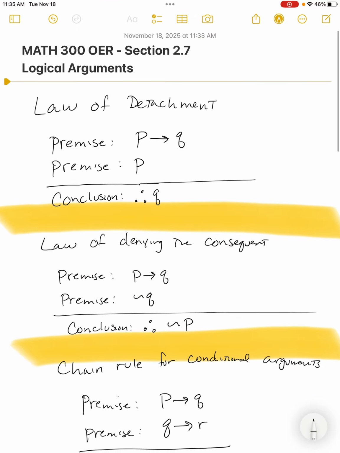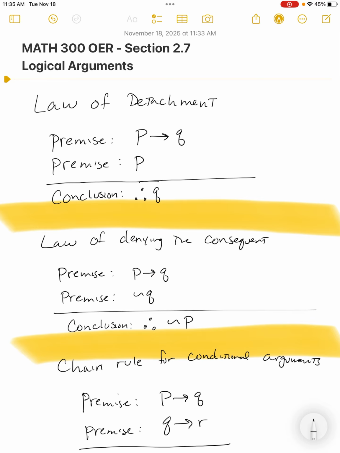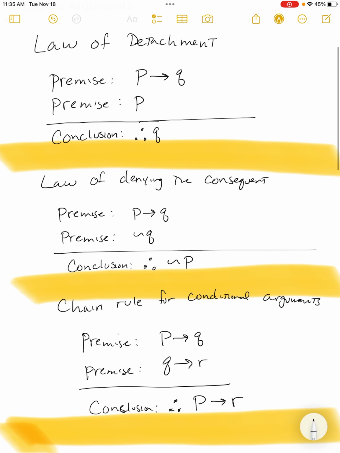So you're going to be getting really familiar with 3 concepts, right? Again, you can write them down and use them as you go through the homework. The law of detachment, the law of denying the consequent, the chain rule for conditional arguments. You're going to get really good at identifying those and using those to your advantage. So I hope it goes well.